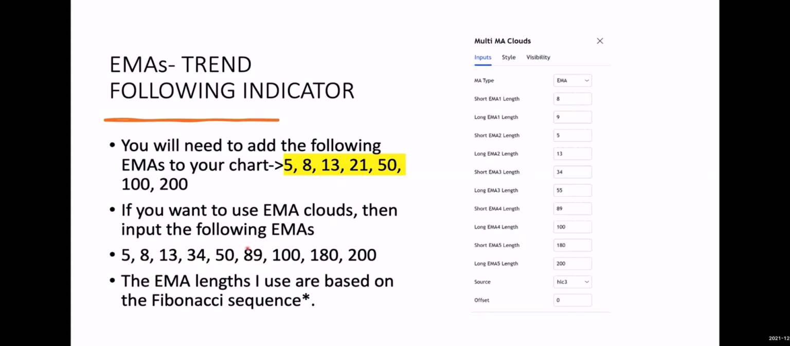These numbers are based on the Fibonacci sequences. All right. Why do you like clouds more? It's a lot cleaner, right? And when you add so many lines in the chart, I have to color code everything, and it just messes with my brain.